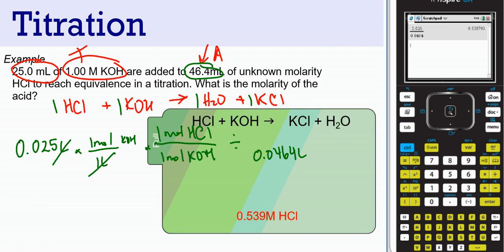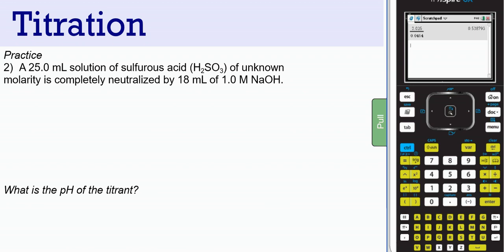And there we go. And then we have a 25 ml solution of sulfurous acid, strong or weak, people? Right, it's weak. Of unknown molarity is completely neutralized by 18 milliliters of 1 molar sodium hydroxide. Now, this is a neutralization reaction. Titration is for neutralization. It's also for examining titration curves, and we will do both. But we just neutralized, in this question, 25 mils of an unknown with 18 mils of a known base of 1 molar. So we're going to start with the volume of our titrant.